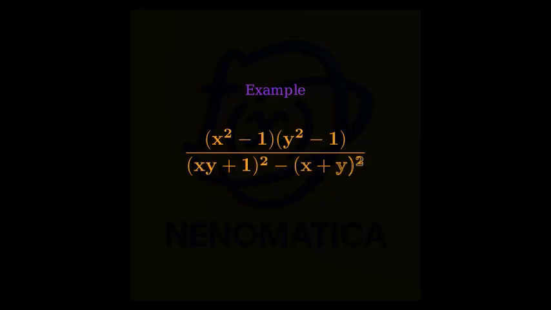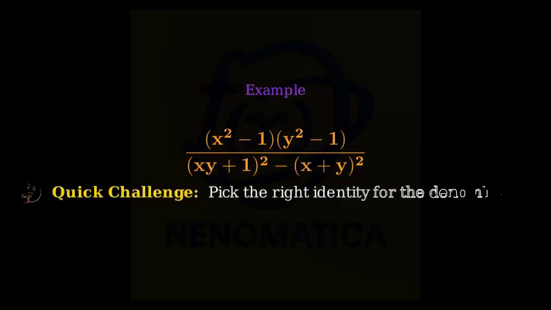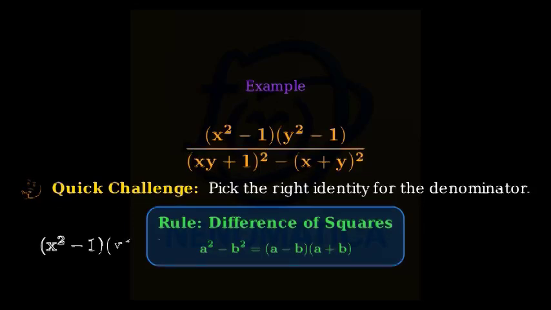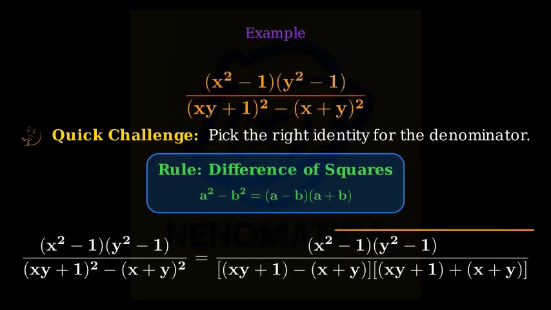Here is our example. We will go step by step, using difference of squares and factoring patterns you already know. Quick challenge. Which identity helps you rewrite the denominator as a product without expanding everything? Step 1. Use the difference of squares on the denominator. The pattern says, a squared minus b squared equals (a minus b) times (a plus b). Apply it with a equals xy plus 1, and b equals x plus y. Step 2. Factor the numerator completely.